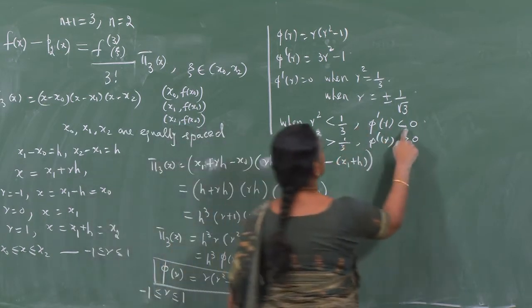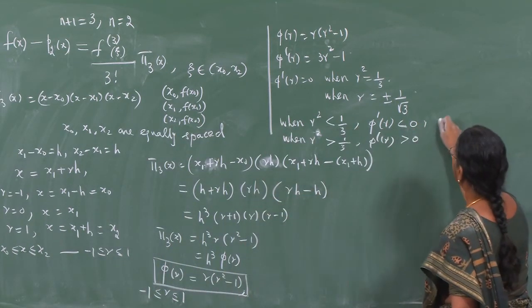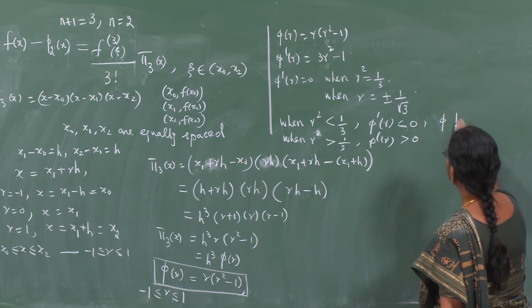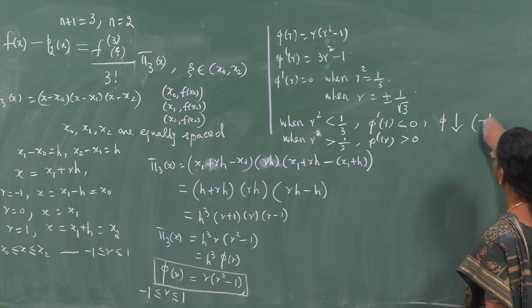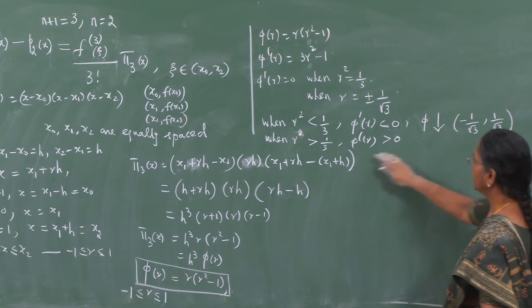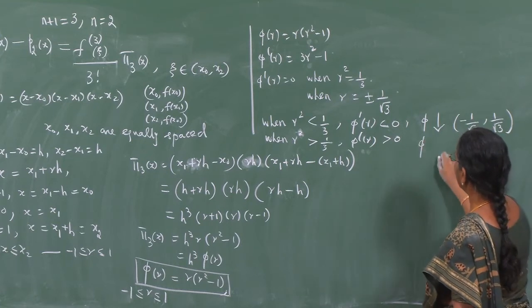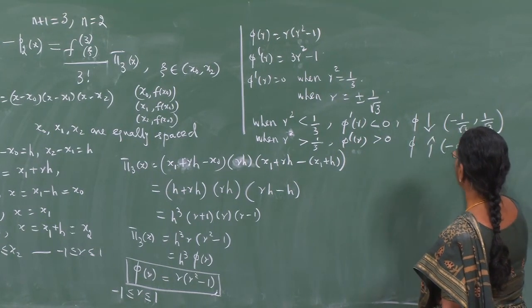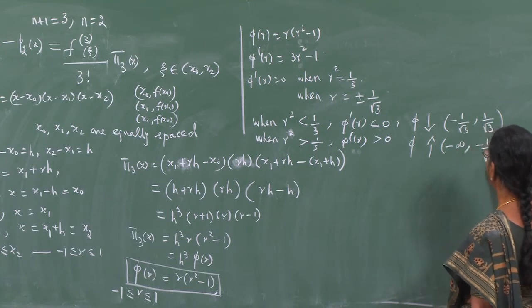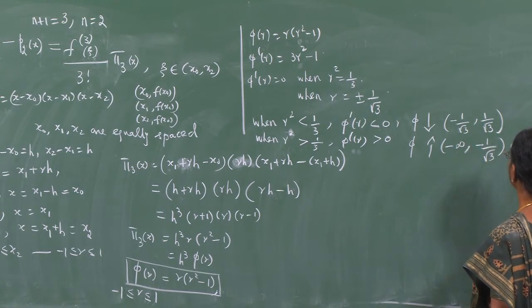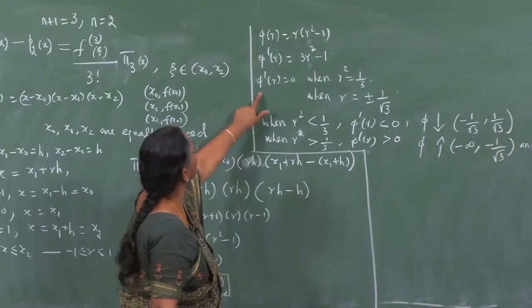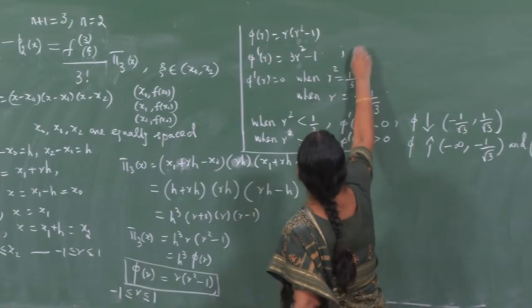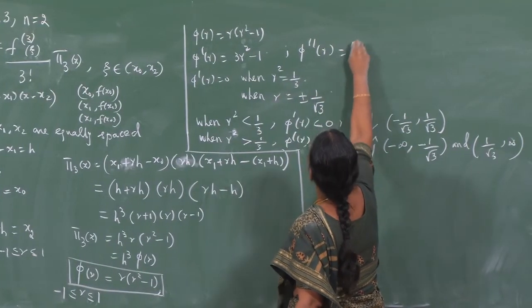So, this tells us that phi decreases in the interval minus 1 by root 3 to plus 1 by root 3, and phi increases in the intervals minus infinity to minus 1 by root 3 and 1 by root 3 to infinity. Phi double dashed of r is going to be 6 r.